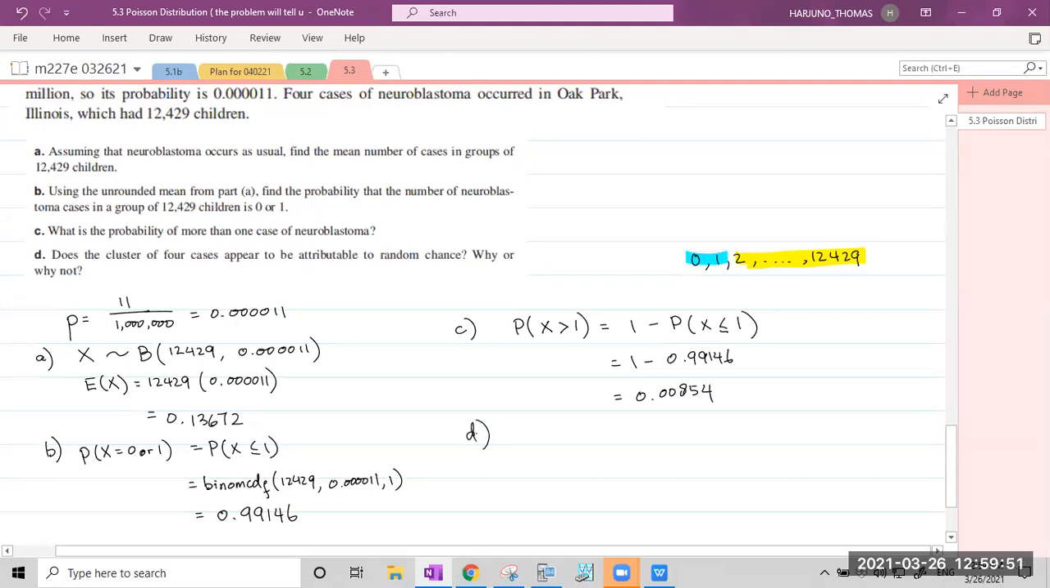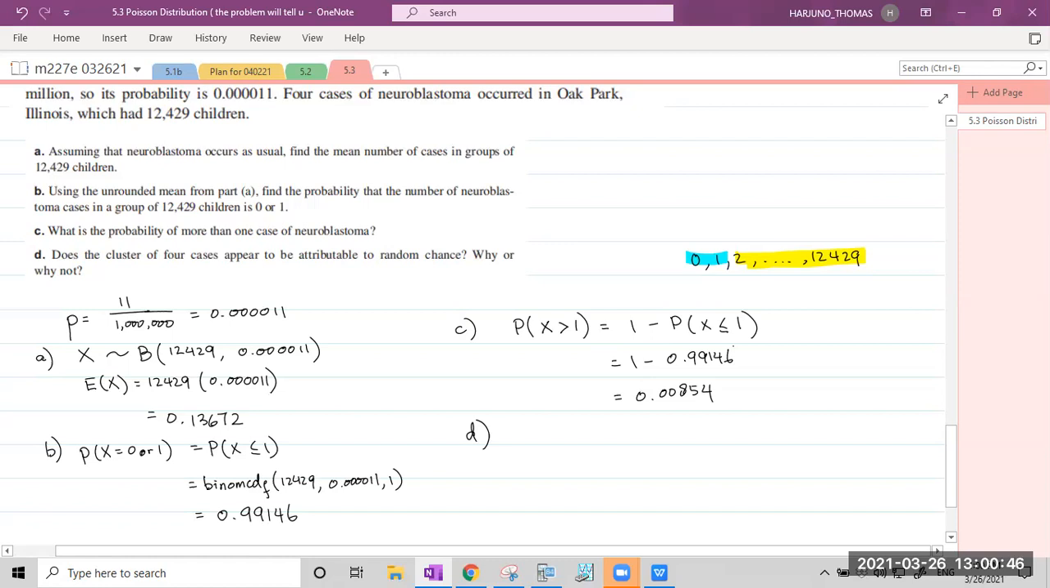Then we can answer part D. Does the cluster of 4 cases appear to be attributable to random chance? Why or why not? If you happen to have that case, is it possible? That's possible. The probability is very, very small, however, such that it would be easier to believe something else happened, such that these 4 neuroblastomas in this community are attributable to something other than random chance. Maybe some genetic variation happens in that area, something to do with their water system or some radiation, maybe, we don't know. But we know that the probability is so small.